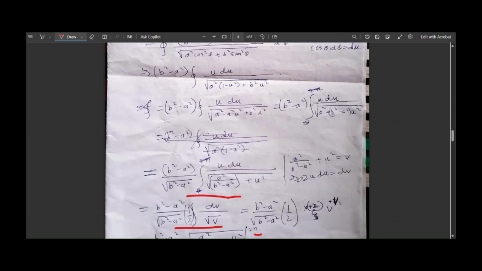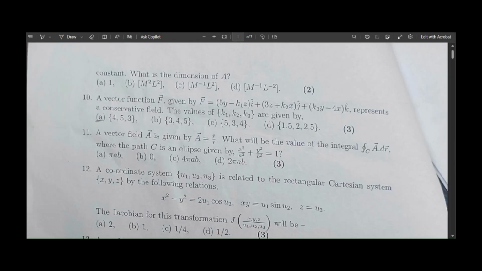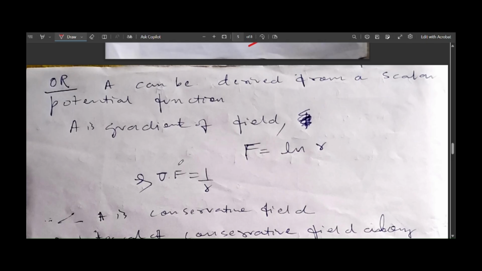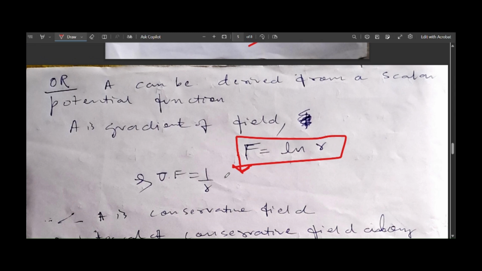This integration may be quite lengthy, and it can rather be done by intuition. We know that a is given by r cap by r. If we consider a field f is equal to ln r, and we calculate the gradient of it, so del f is 1 by r. So del f becomes a, del f becomes a by mod a.